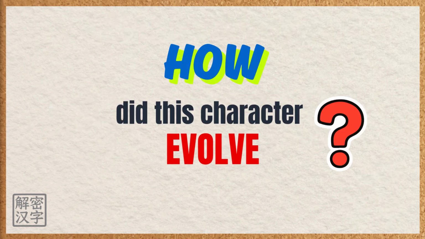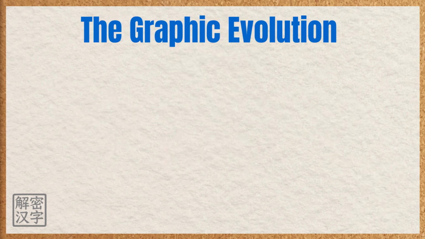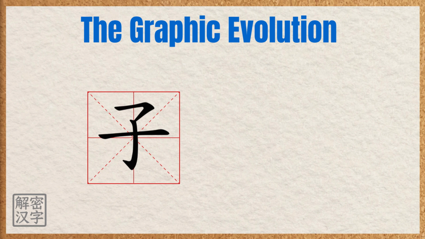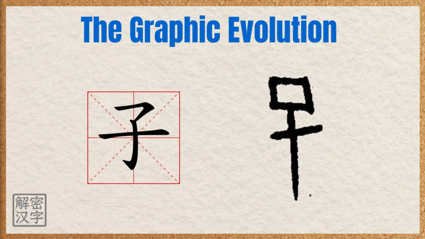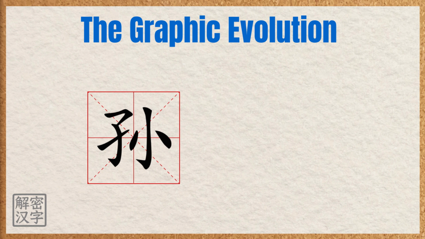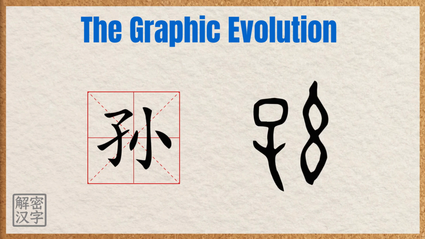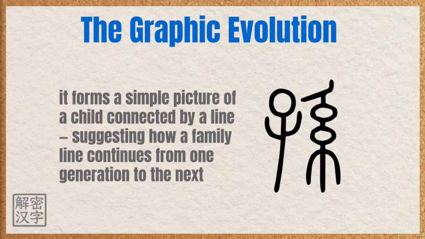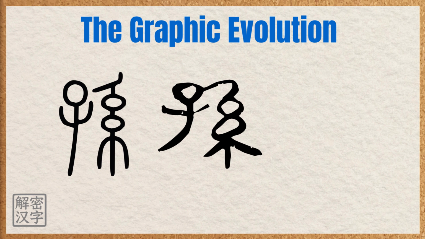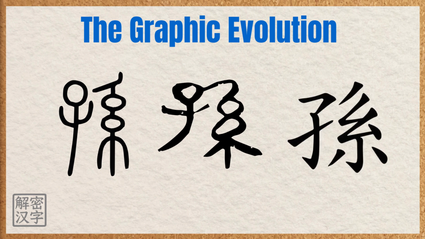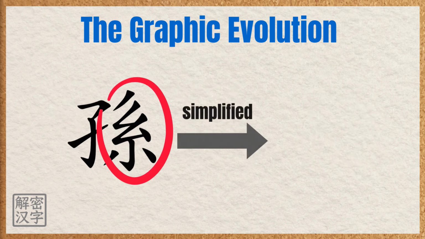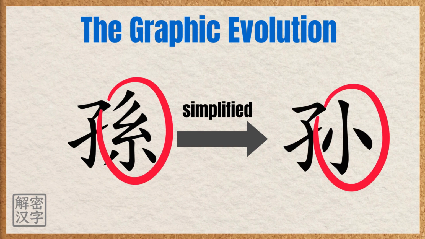How did this character evolve over time? Do you remember the oracle bone form of the character Zi? In its earliest form, the character Sun combines the image of a child with a shape that looks like a thread. Together, it forms a simple picture of a child connected by a line, suggesting how a family line continues from one generation to the next. Over time, the character became standardized as the traditional form. Later, in simplified Chinese, the right side was reduced, giving us the modern form.